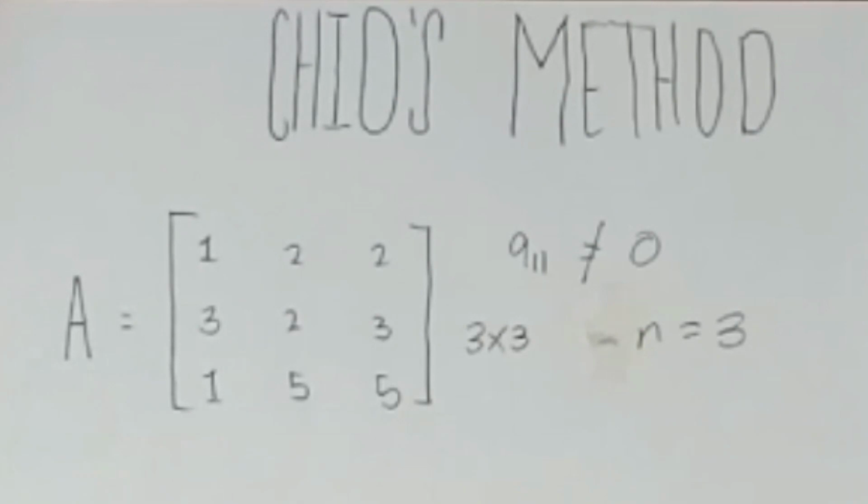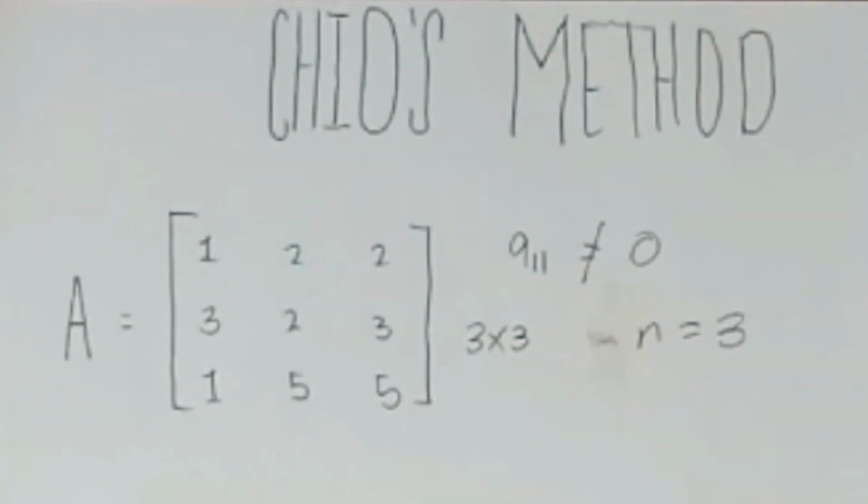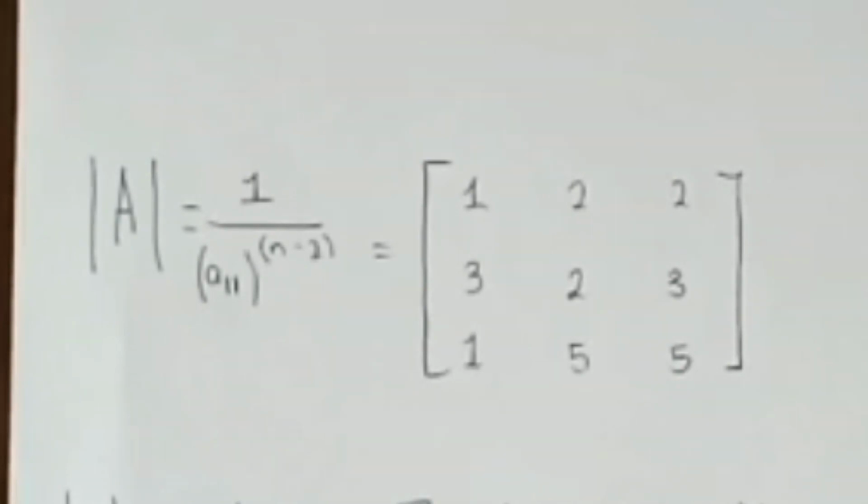Sa video na ito, ipapakita namin kung paano isolve ang iba't ibang uri ng matrices by using Chio's method. Ito ang ating given. A is equals to 1 2 2, 3 2 3, 1 5 5. Sa pag-solve ng ating given, make sure na ang A11 or the first element is not equals to 0. Ang tawag naman sa ating given matrix na to ay 3 by 3 matrix. And then, n is equal to 3. Then, pumunta naman tayo sa determinant ng ating A.